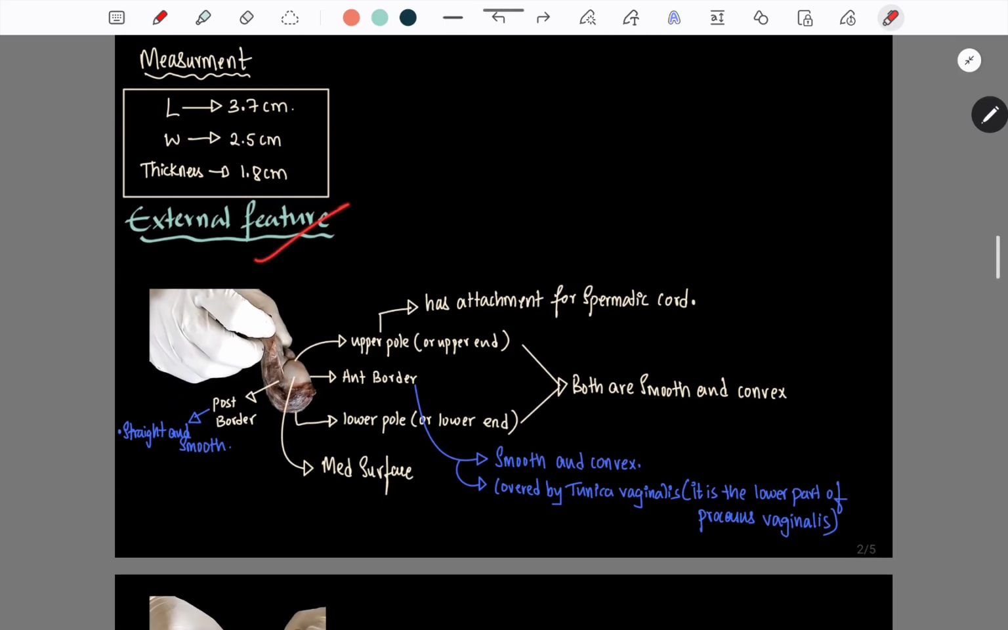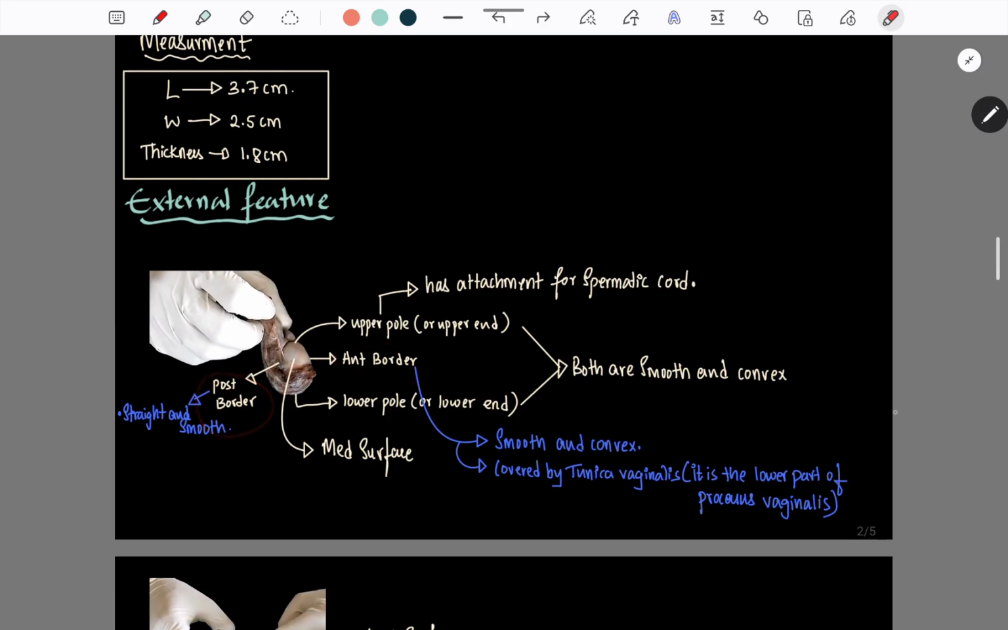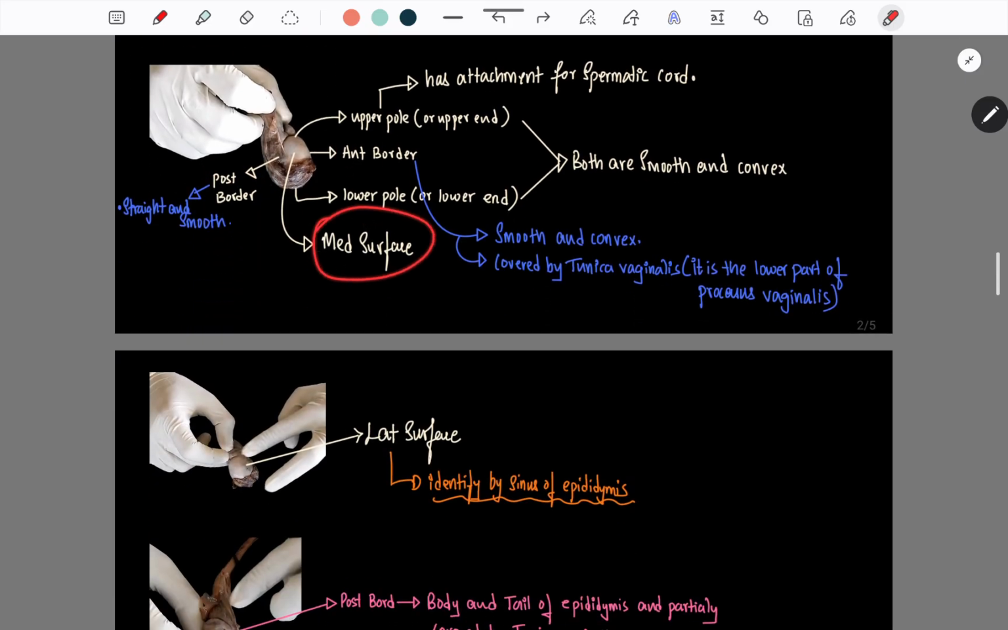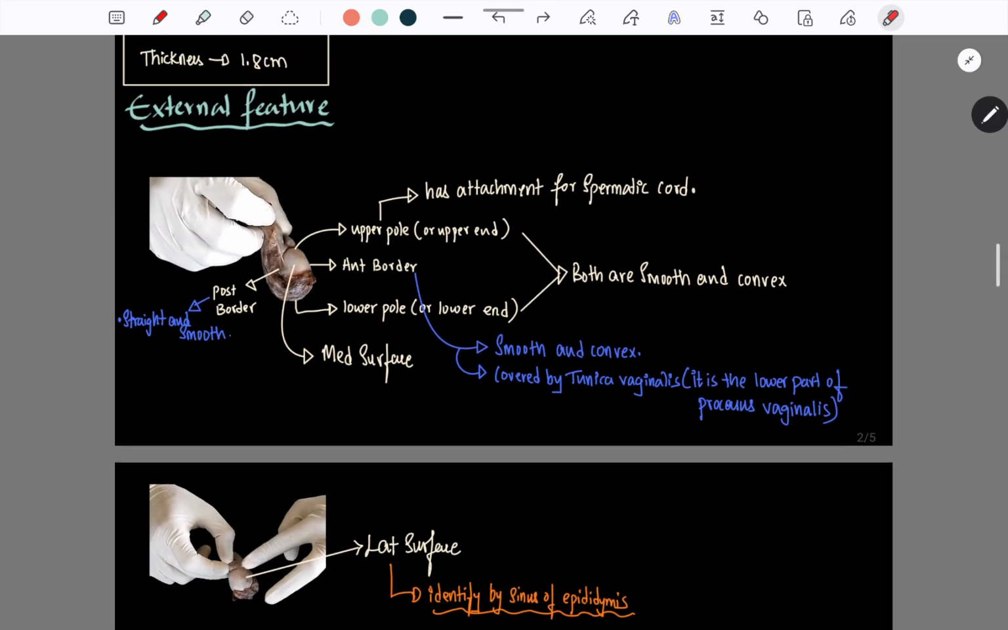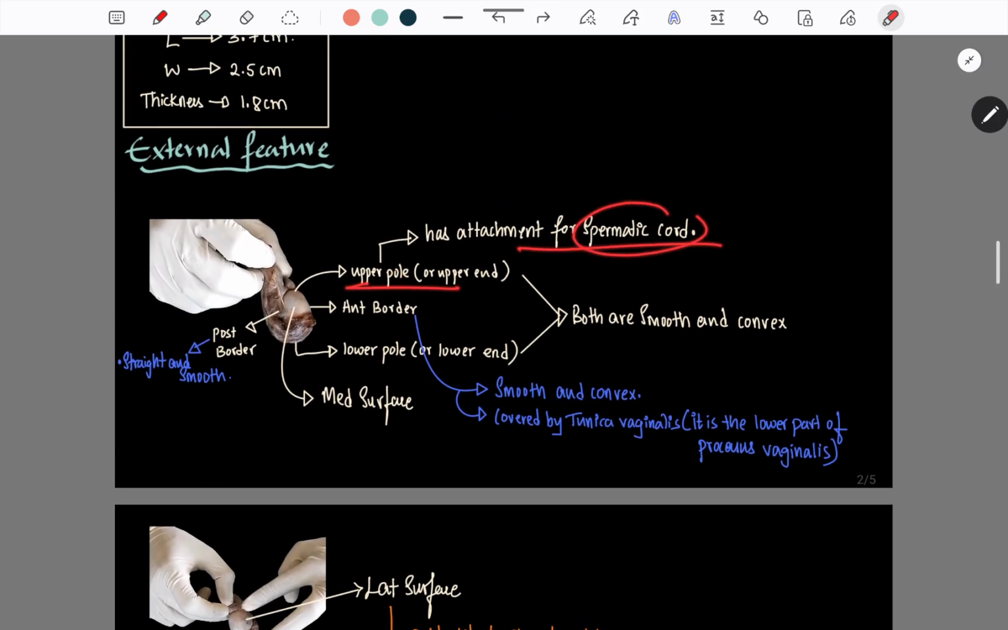Okay, external features is important. See, the spermatic cord is coming. Here you can see the upper pole, also called the upper end. Opposite to that, the lower pole or lower end. And borders: anterior border, posterior border; two surfaces: medial surface, lateral surface. The upper pole gets attached to the spermatic cord, and both upper pole and lower pole are convex outside and smooth.